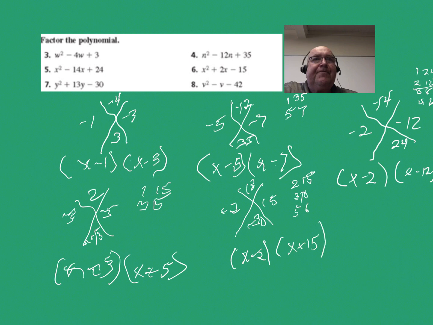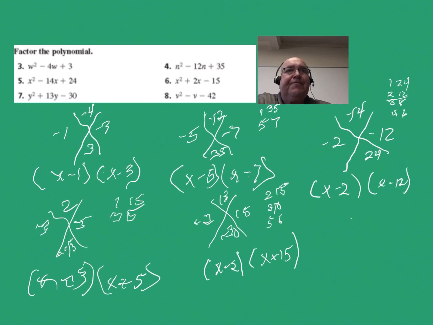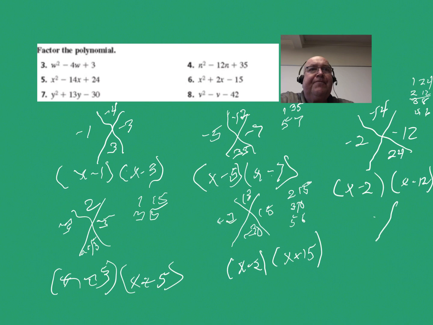Our last problem. All right, in the bottom we got -42, and in the top we have -1. So our number is going to be negative this time. I know I can use 1 and 42, 2 and 21, I believe 3 and 14, 4 doesn't go, 5 doesn't go, 6 and 7. That has a difference of 1. So we go +6, -7: x plus 6, x minus 7.